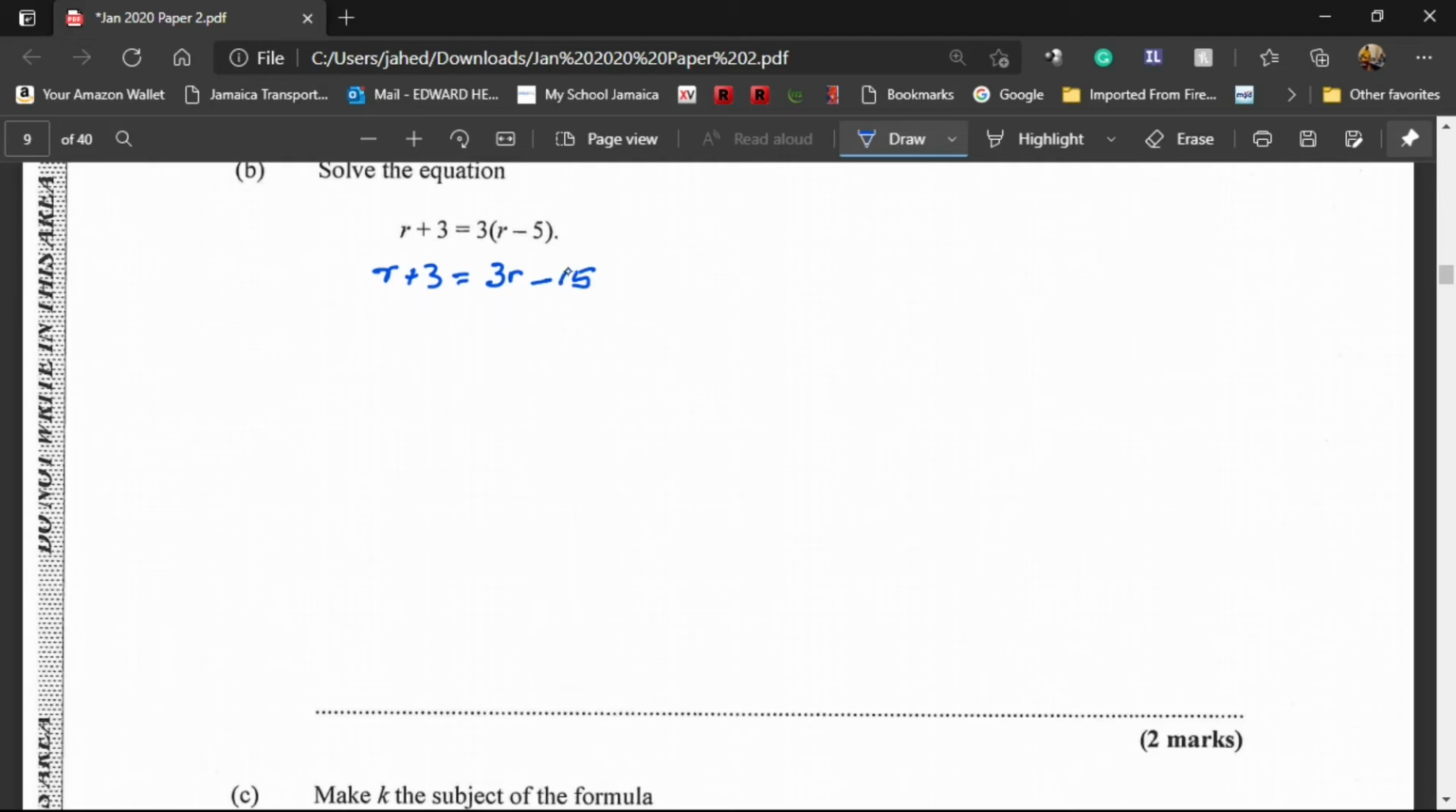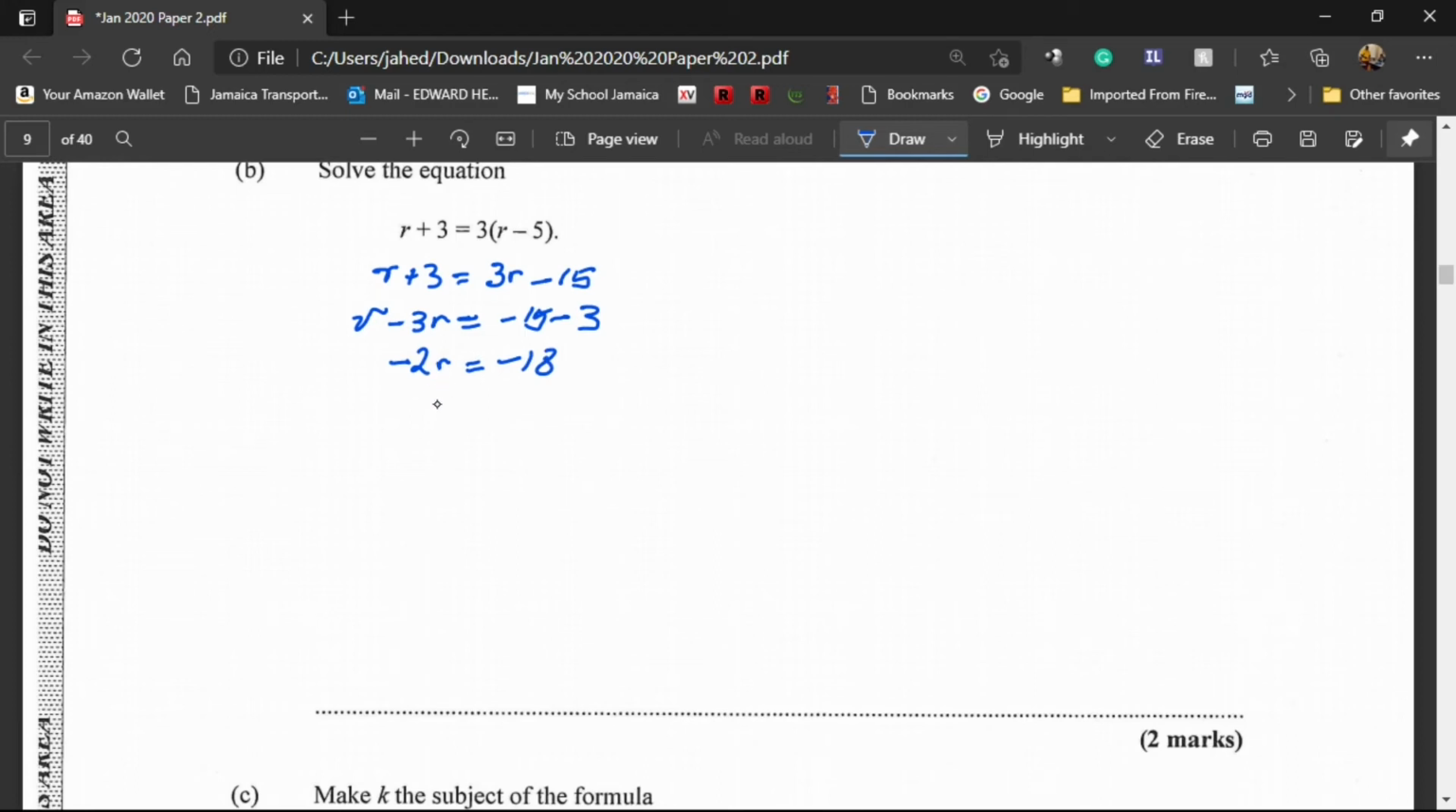Next step is to group the like terms. So we're going to put everything in r on one side. We take it over to the left. So this is r minus 3r. And we have negative 15. And we take the 3, it becomes negative 3. So this gives us negative 2r is equal to negative 18.